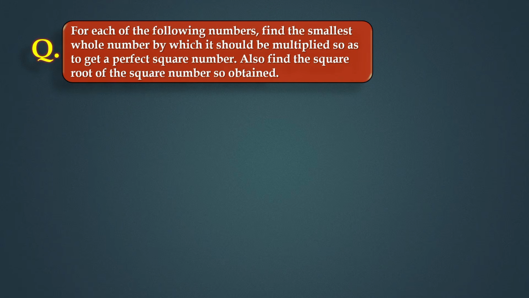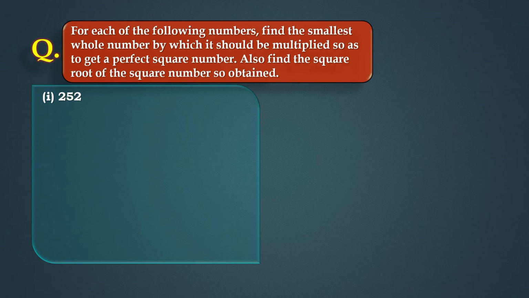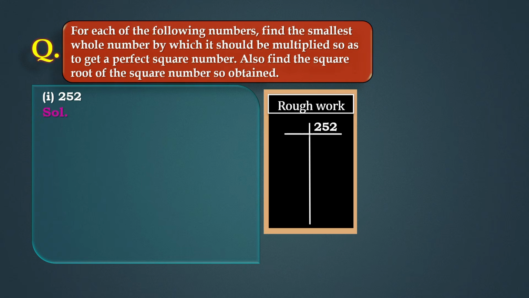Now students, let us solve a slightly different type of question. We are given the number 252. We need to find the smallest whole number by which it should be multiplied to make it a perfect square. Then, we will also find the square root of the new number obtained. First, let us find the prime factorization of 252. We divide by the smallest prime number.